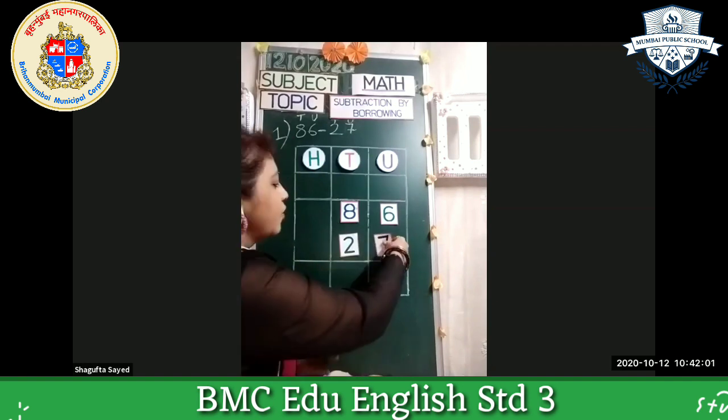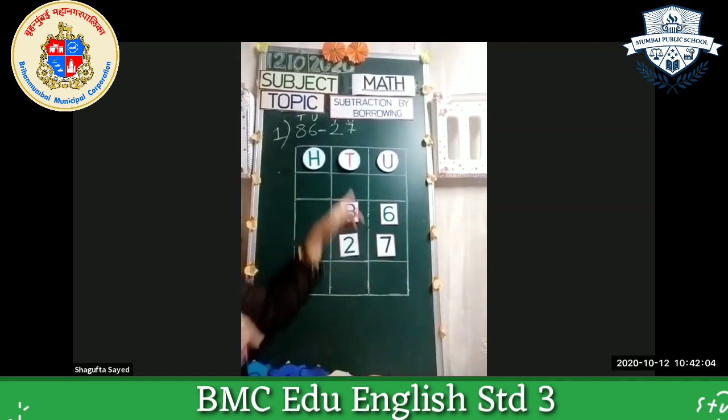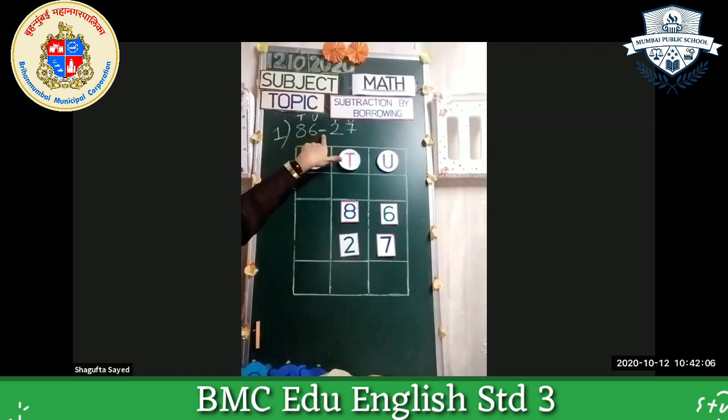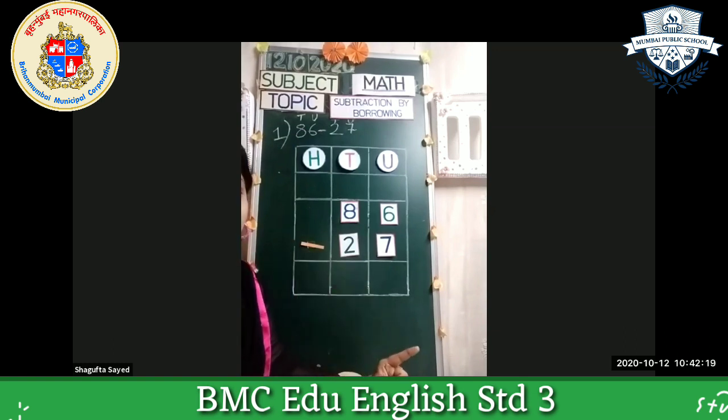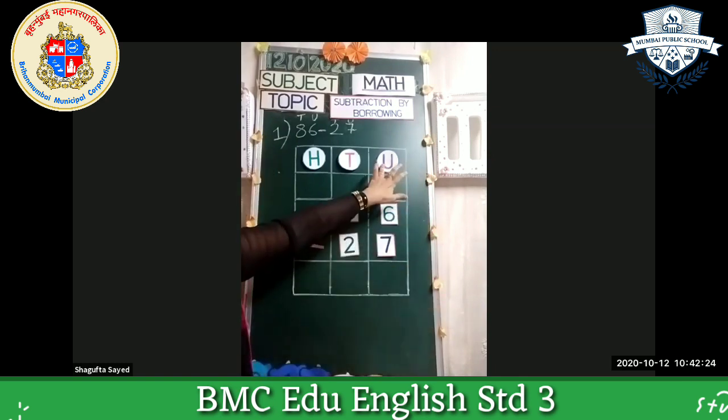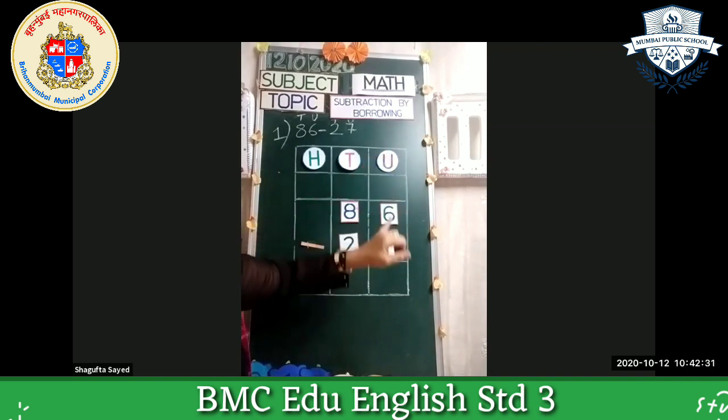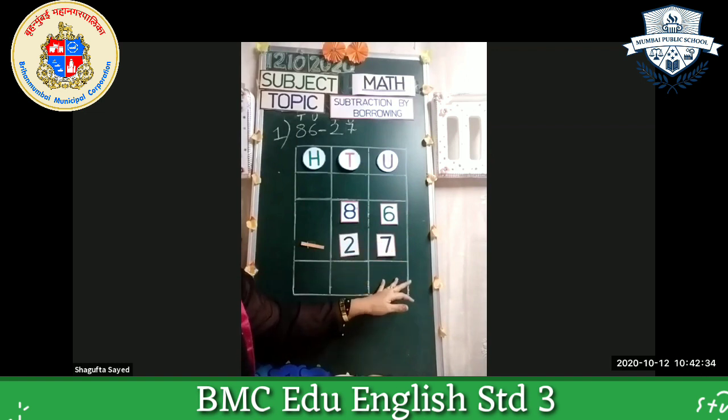we have to put which sign over here? Yes, subtraction sign, minus sign. Absolutely right. So we are going to put a minus sign over here. Okay. Now, every time before solving any sum, remember that first we have to start with unit only. And in unit, what we have to do? Unit minus unit only. And the answer we have to write in unit place only.